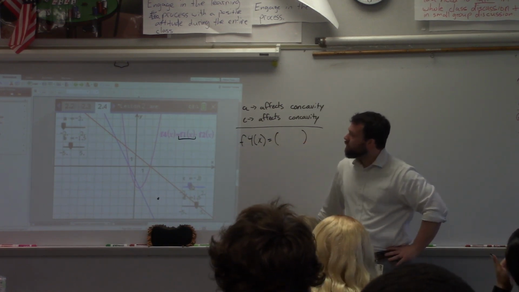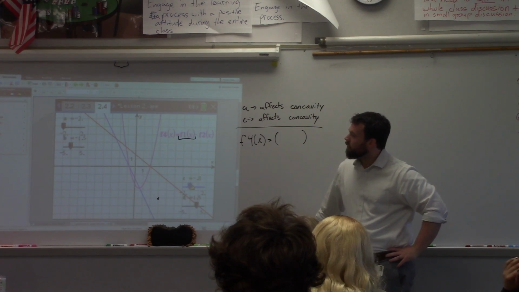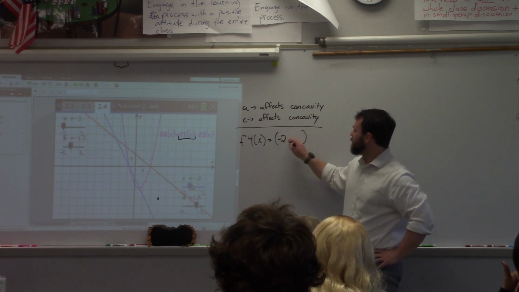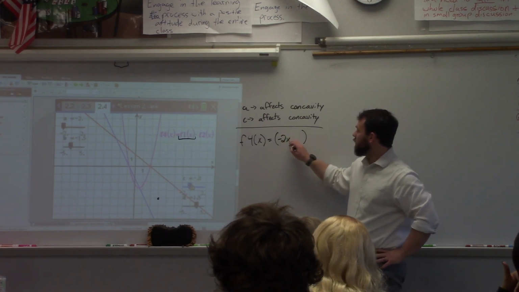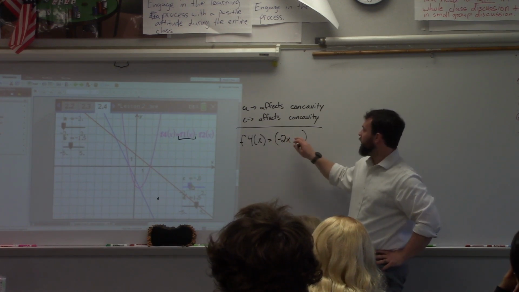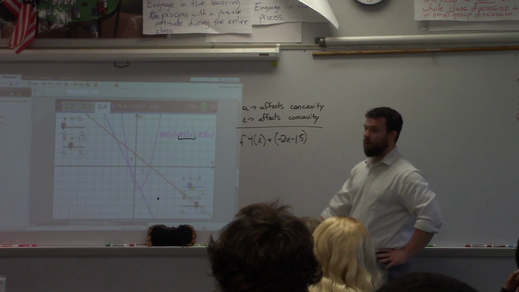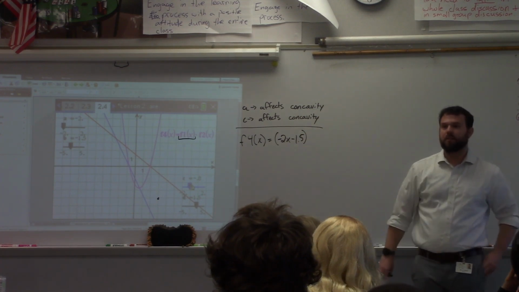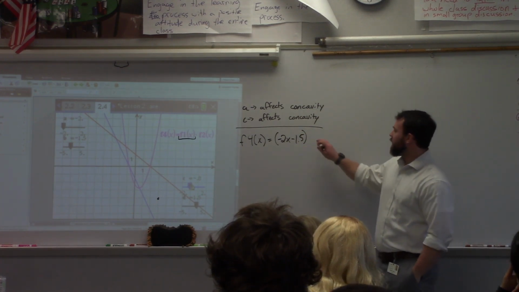Negative 2 x and 1.5. Remember it's ax plus b, so minus 1.5. That's what f1 of x is. So what can be substituted in for f2 of x?